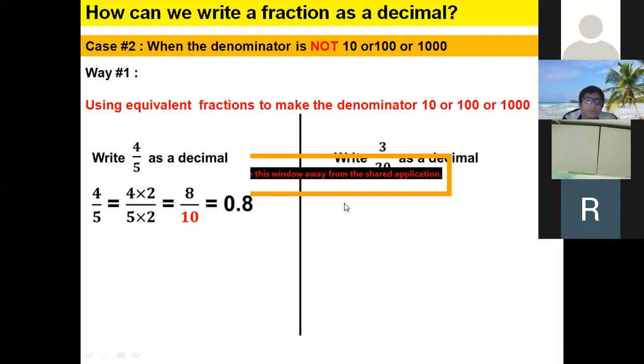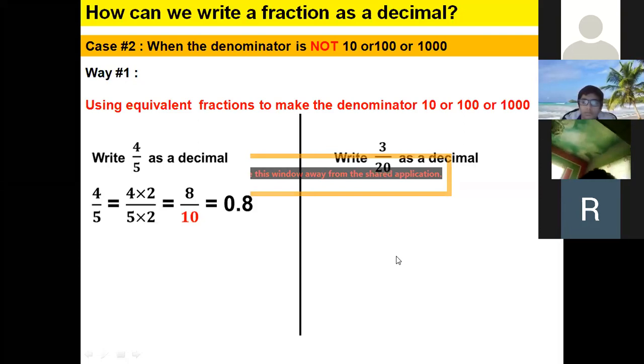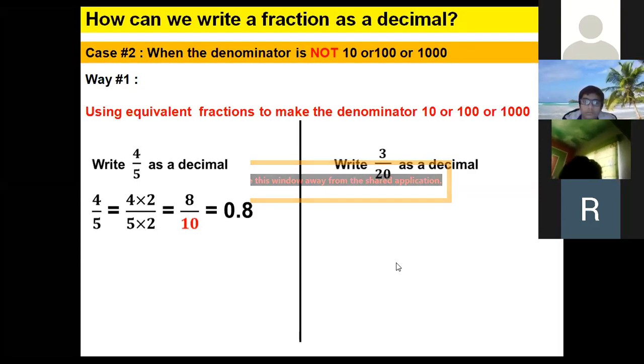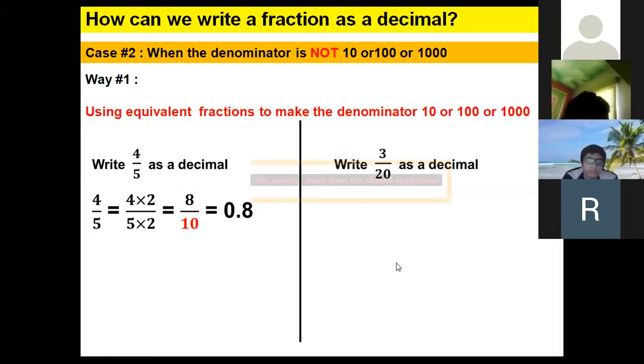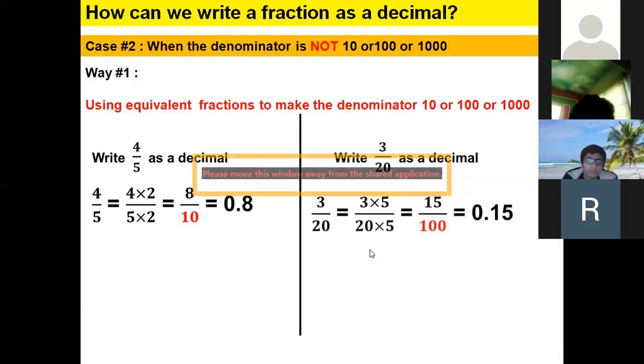Hamza, can you tell me how do we write 15 over 100 as a decimal? You will put first thing 0, then decimal point. Yes. And after it, 15. Yes, excellent, Hamza. This is it.